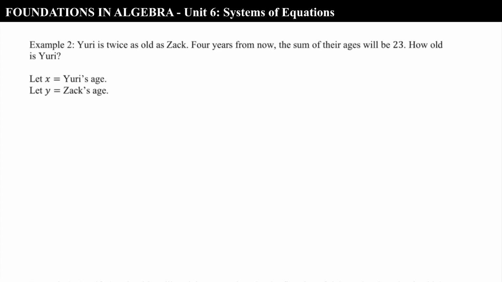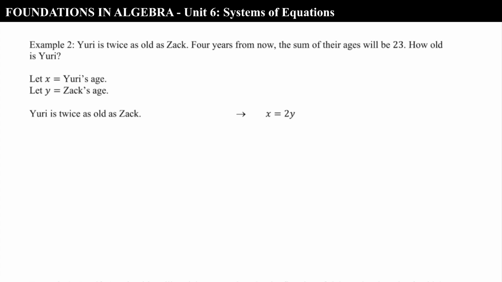Now, let's create our equations. Yuri is twice as old as Zach. So if Yuri is twice as old as Zach, we have to take Zach's age and double it to get Yuri's age. Or in other words, multiply Zach's age by 2. So 2y equals x, or x equals 2y.